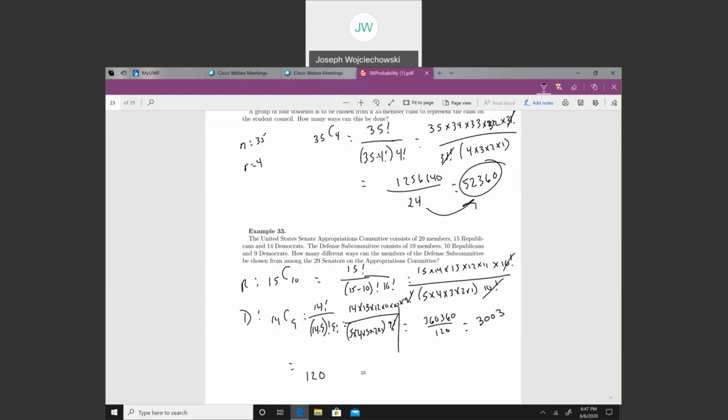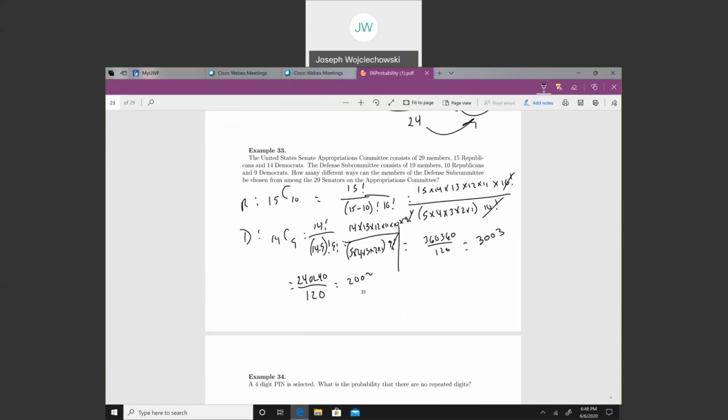And we have 14 times 13 times 12 times 11 times 10, which is 240,240, which gives me, divided by 120, 2002. So we have 3003 ways we can do the Republicans, 2002 ways to do the Democrats. So the total number of committees is 3003 times 2002, which is a whole bunch: 6,012,006.